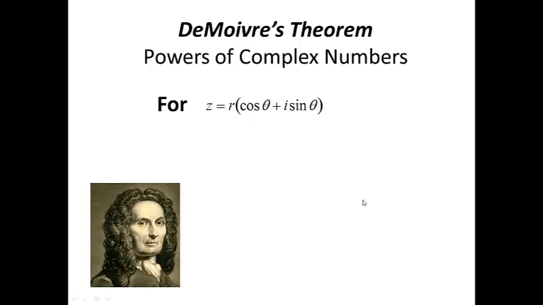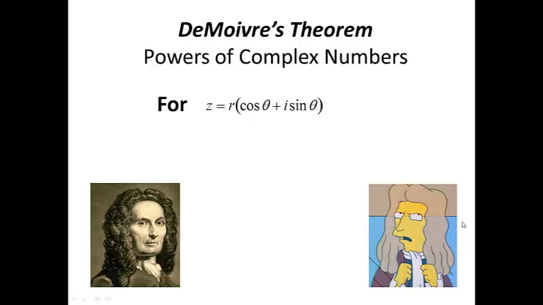DeMoivre was a mathematician. He looks kind of like a vampire. He's kind of scary looking. I prefer this picture of him from The Simpsons. Okay, he would take this complex number. He discovered a shortcut for multiplying all that out. He would take the exponent and just put that on the magnitude and then multiply the angle by that exponent. That's it.